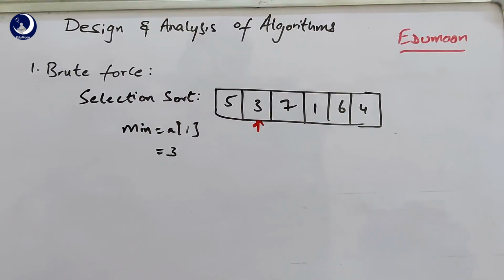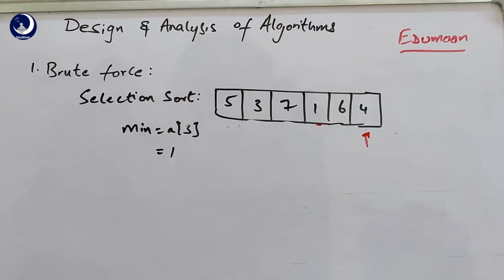Now again it compares for the next element, that is 7, that is in A of 2. But comparing with 7, the least element is still 3, so it doesn't change its index. Then again it compares with the next element, that is A of 3 there. Now A of 3 is less than the current minimum element, so it will change the index to 3, where the value is equal to 1. And then it again compares with the next element, that is A of 4, where we have 6, but the minimum element here is 1. So again it compares to the next one, and so on.